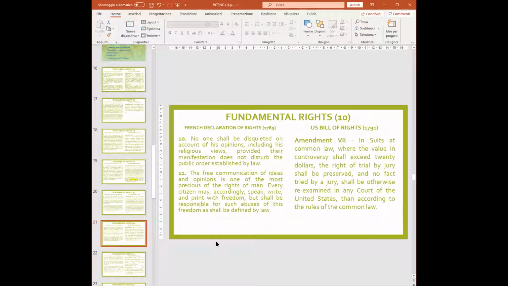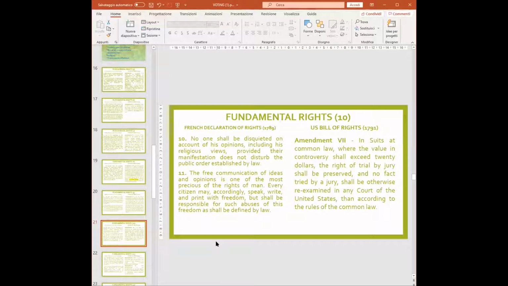This is something that has regularly happened if you made some seditious speech. And Articles 10 and 11 have to be read together. The free communication of ideas and opinions is one of the most precious rights of man. Every citizen may, accordingly, speak, write, and print with freedom.